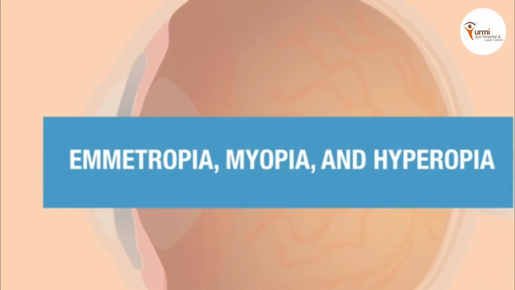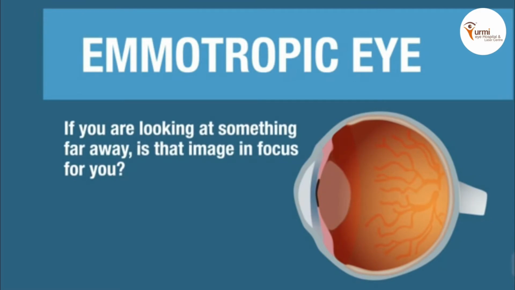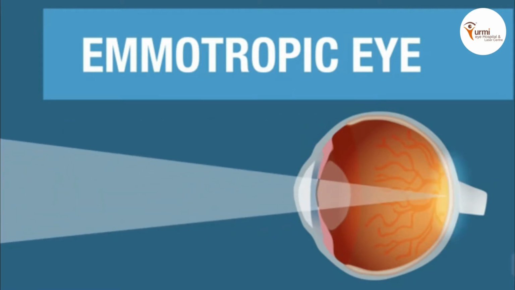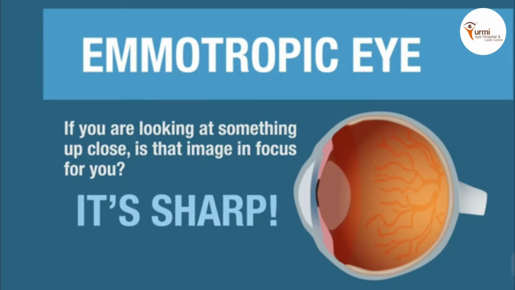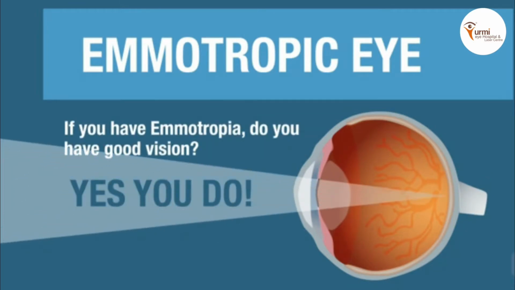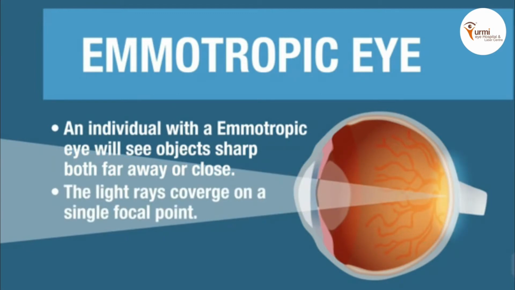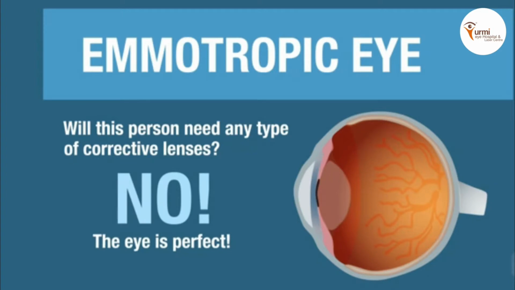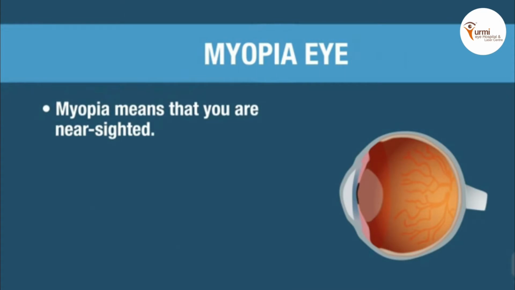Emmetropia, myopia and hypermetropia. Emmetropia is a normal eye. If you have observed, the distance object is very clear, because the rays are focused well onto the retina. In the same way, the near object is also very clear because the rays are again focused onto the retina. So in a normal eye, both distance and near rays are focused well onto the retina, so we do not require any glasses.